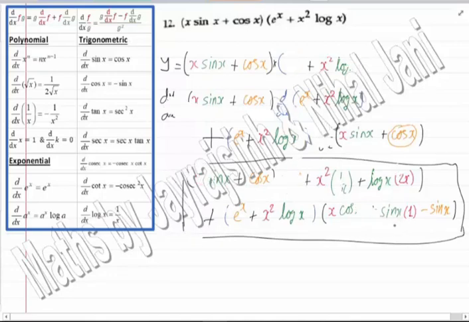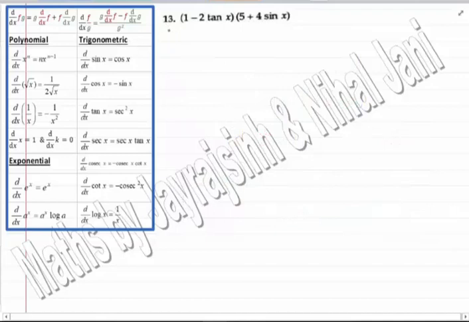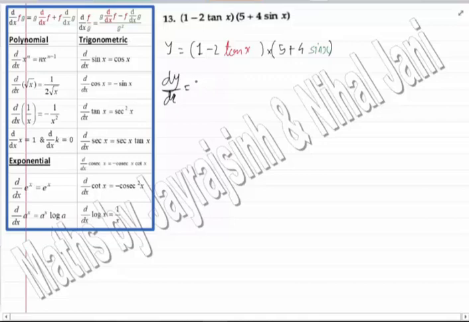Okay? Next question, question number 13. It also has two brackets. First one, 1 minus 2 tan x, and the second one has 5 plus 4 sin x. And as you know, to differentiate it, we have to apply multiplication rule.